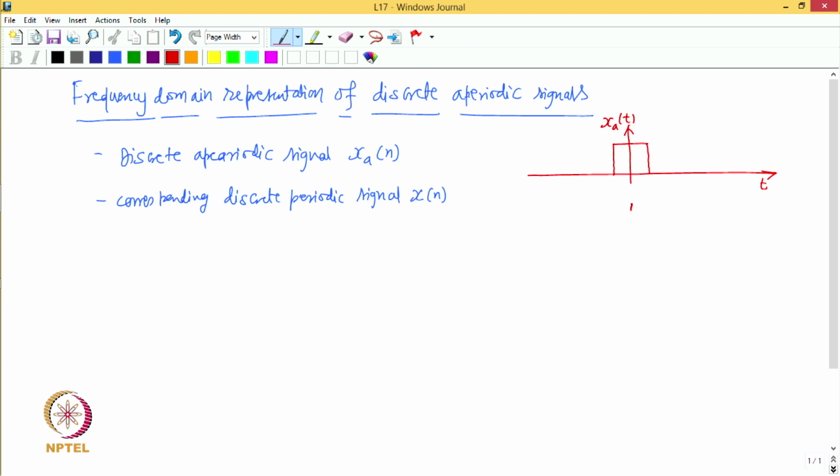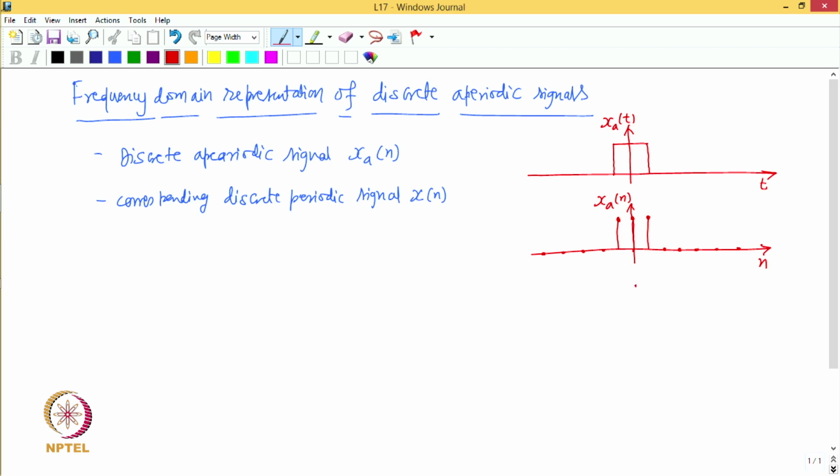And now the corresponding discrete signal we are going to call x a n, and let us say we have sampled it, and there are 3 samples representing this pulse like this. So this is the corresponding discrete signal, which is now the aperiodic signal, and we are interested to find the frequency domain representation of this signal.